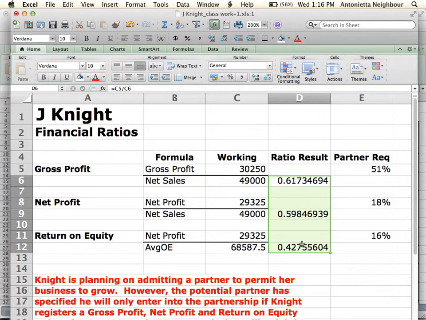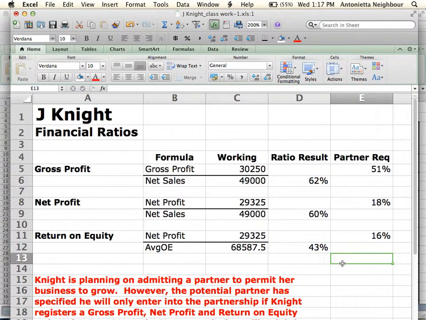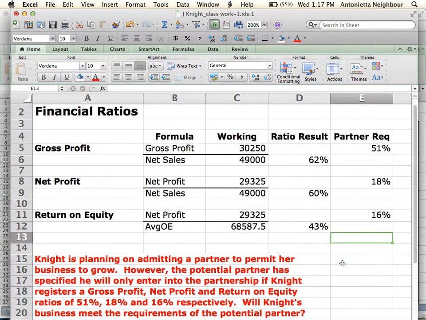I want to convert them to a percentage. So highlight them, click on percent, and they're the percentage results for the profitability ratios for this business.